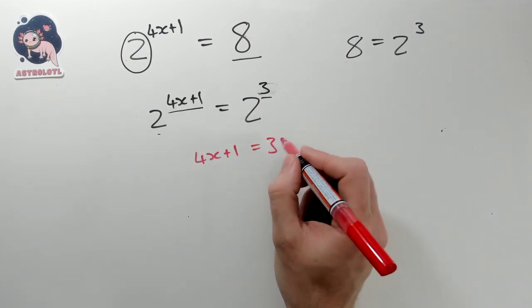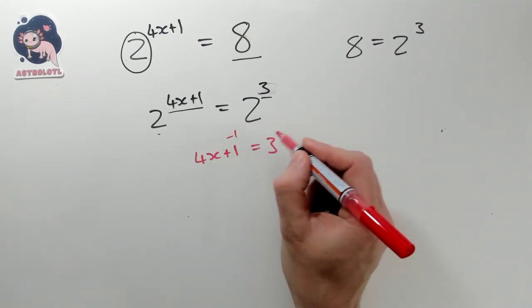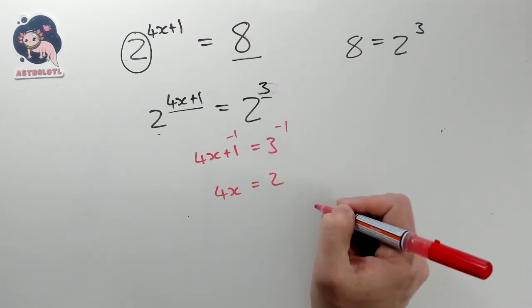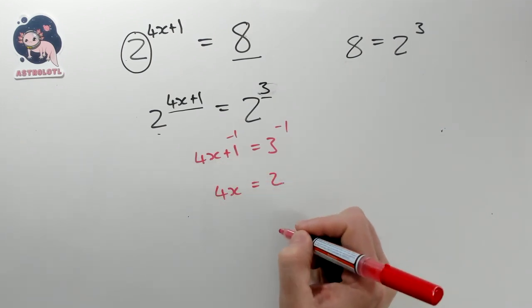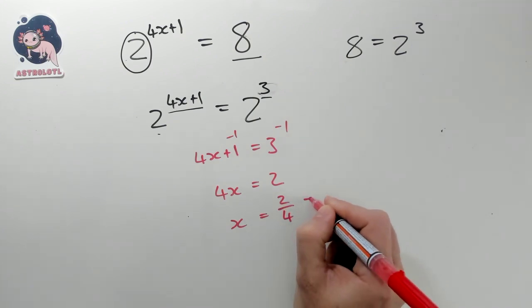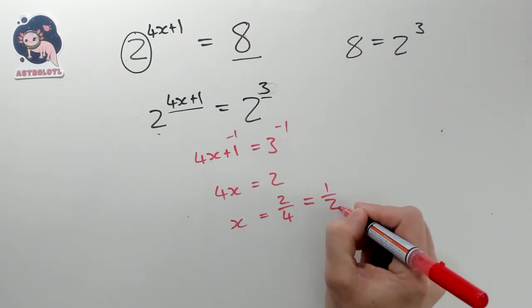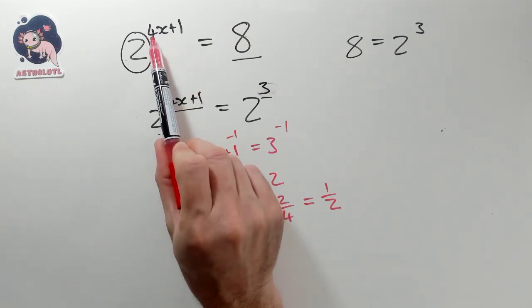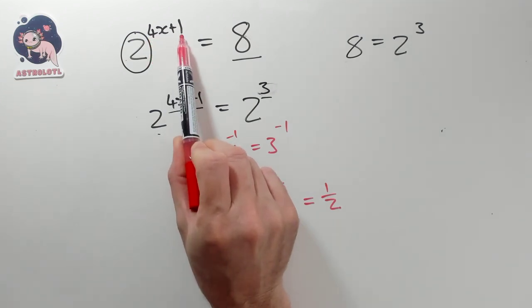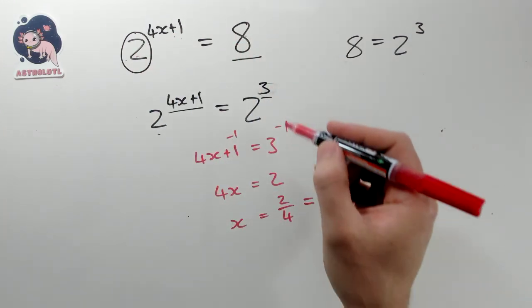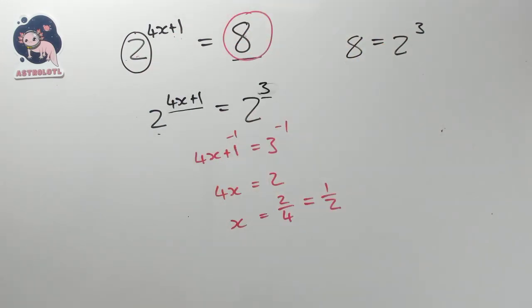Now I just manipulate this like we've always done. I subtract 1 on both sides, so I get 4x is 2. Then I divide by 4 on both sides and get 2 over 4, which is the same as a half. We can just test it: 4 times a half is 2, plus 1 is 3, and 2 to the power of 3 is 8.